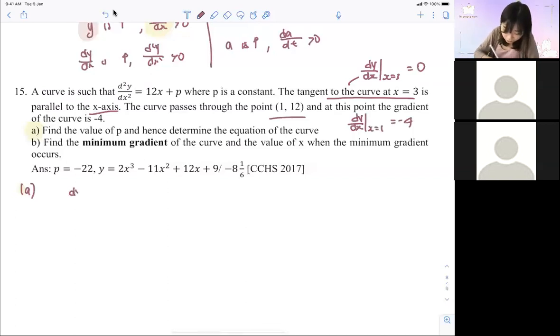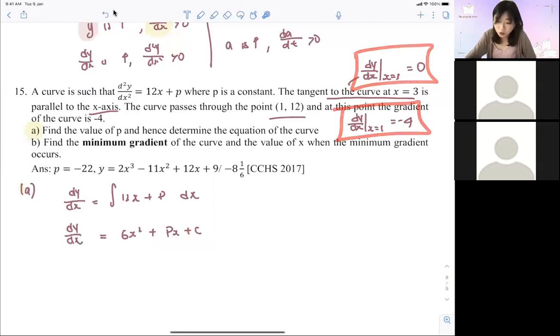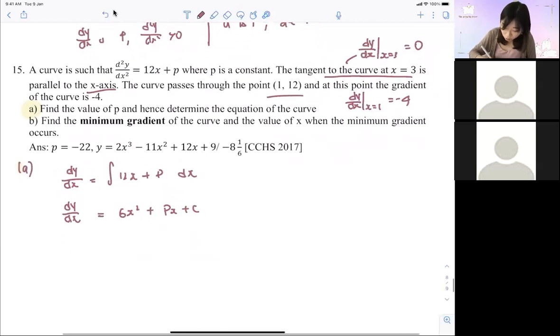So we find dy over dx first. We integrate. It's 6x squared plus px plus c. Okay, so there are two unknowns here. We need to find c regardless, so we must form two equations. This is my equation 1. This is my equation 2. So let's sub. When x is 3, dy dx is 0. So 9 times 6, 54.